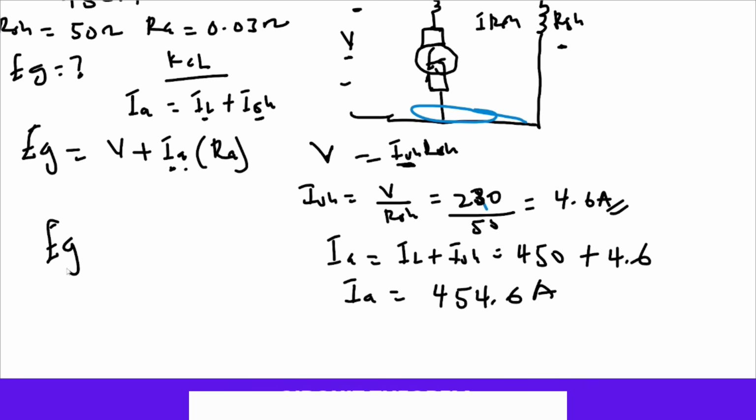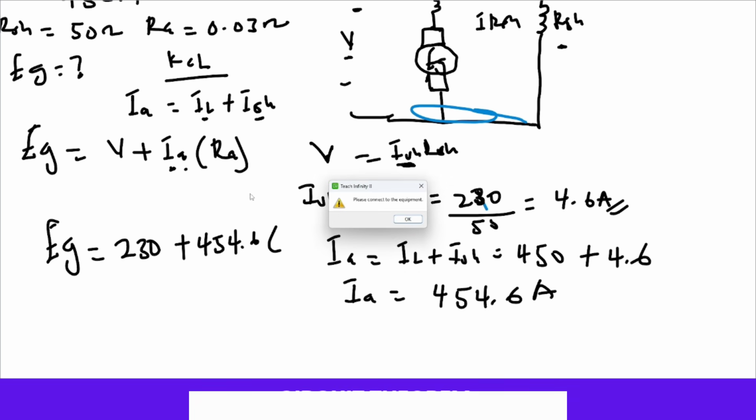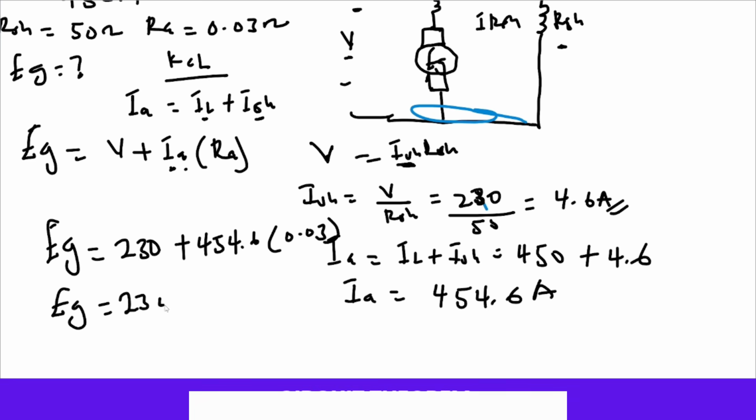So what are we looking for? We are looking for EG. That's what the question is demanding us to find. So here EG will be equal to V. V is 230, plus IA, which is 454.16, multiplied by RA. Here the value of RA is 0.03. It means that our total EG will be equal to 234.63 volts. And this is the end of the road for us.